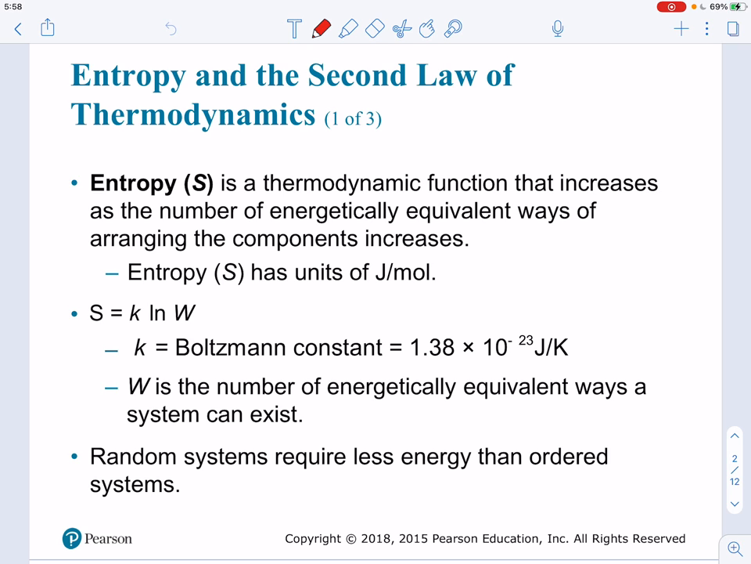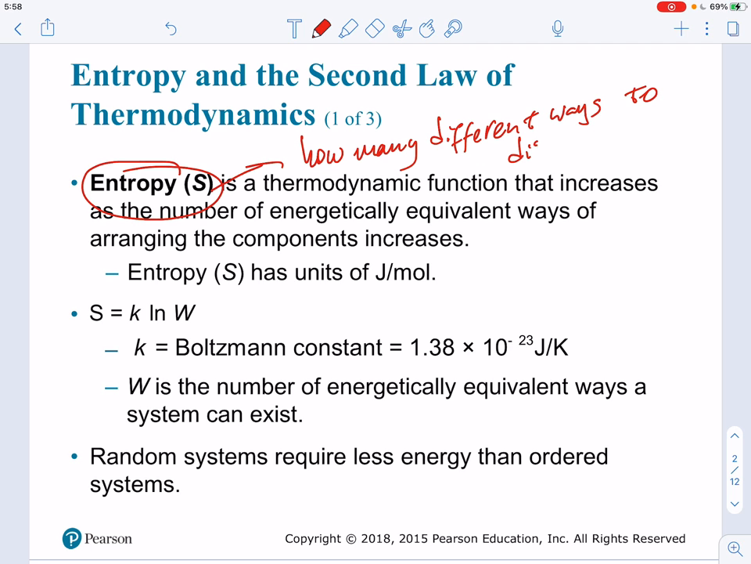So let's put it this way. Entropy has to do with how many different ways to disperse energy. So the more ways you have to disperse energy means that system has a higher entropy, and pretty much it has a greater likelihood that the process will occur. If you go to a more disorganized state, so to speak, then the entropy of that system will increase.